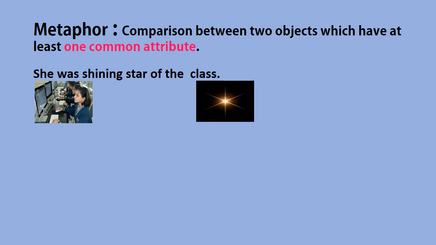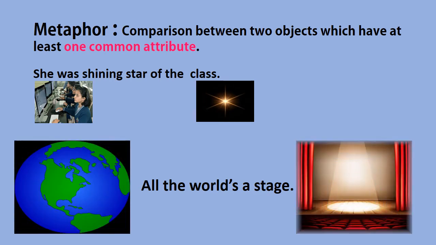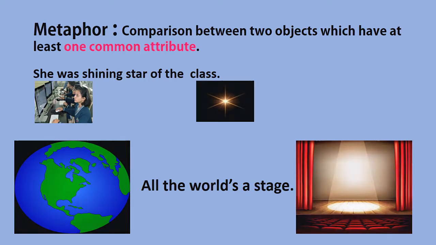The next example if we see, all the world's a stage. Here, the world is compared with a stage. Why, you know? Because see, in both, there are entries and exits. Nothing is permanent, whether you are on the stage or whether you are in the world. There is nothing that is permanent. So, the world is compared to a stage.